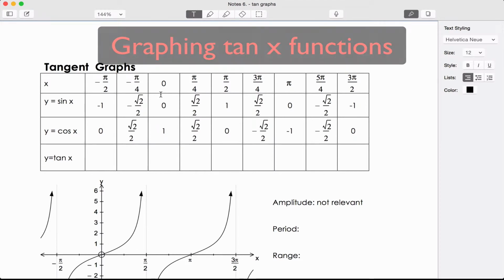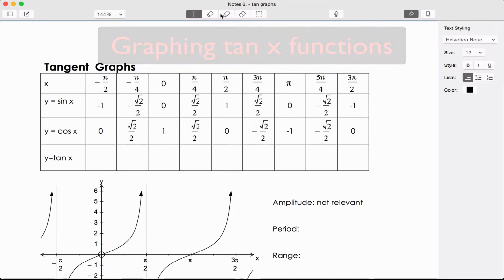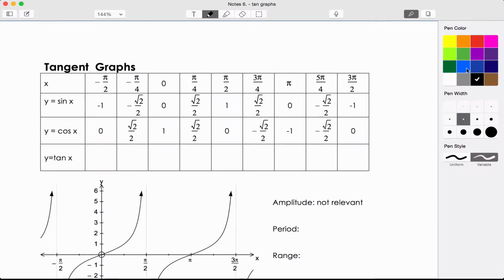Welcome to our video on graphing tan of x graphs. In this video we're going to be covering how to graph these functions by hand, which is something you'll need to be able to do in both exams, but you'll need to be able to do it without a calculator.